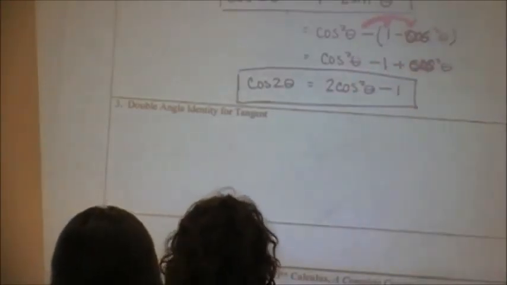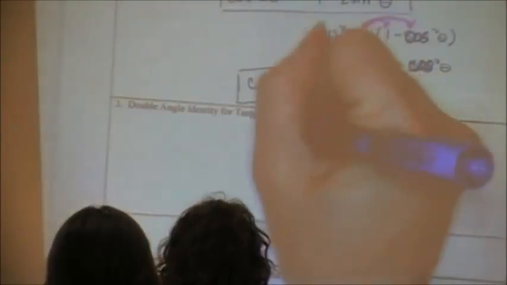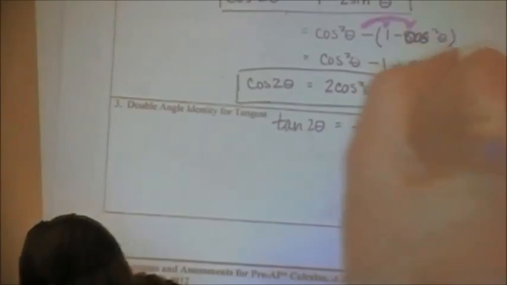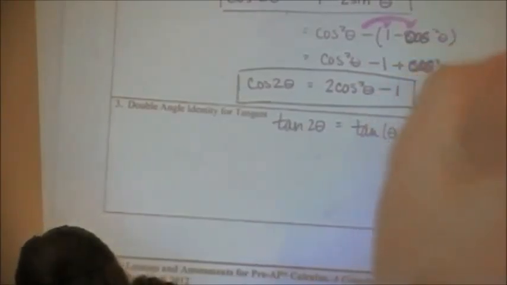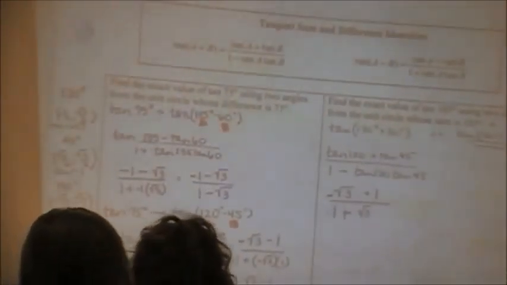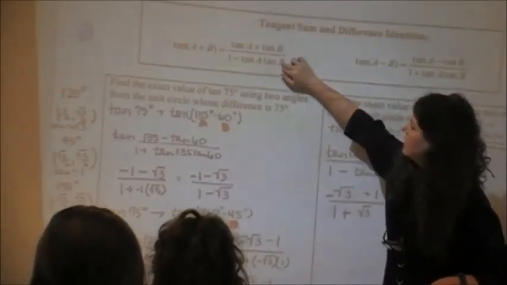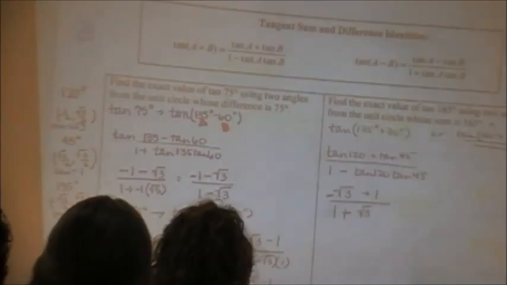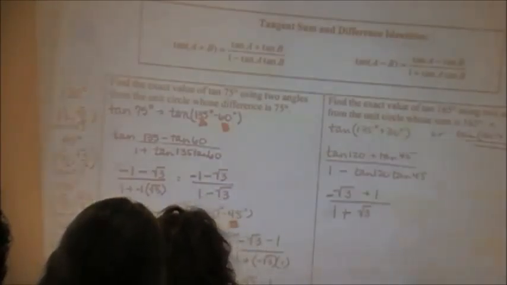Okay, so now let's do the same thing for tangent. So tangent 2 theta is the same thing as tangent of theta plus theta. So our tangent sum identity, now that's the one we did yesterday, so you may not know it quite as well yet. Tangent sum identity is right here. So it's tangent A plus tangent B, so mine's going to be tangent theta plus tangent theta, over 1 minus tangent theta, tangent theta.